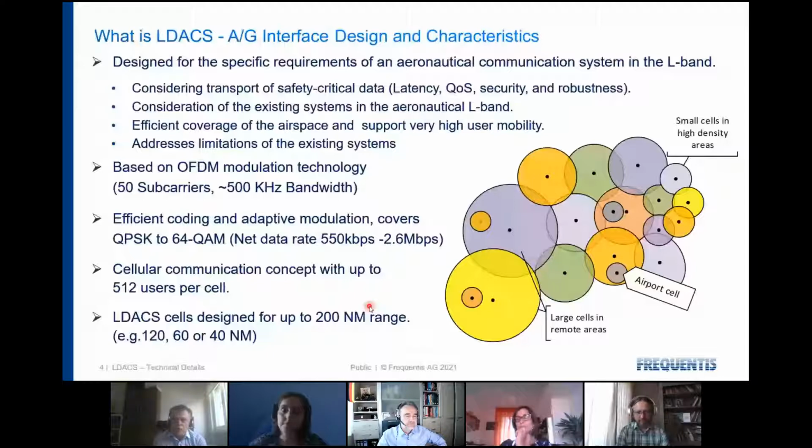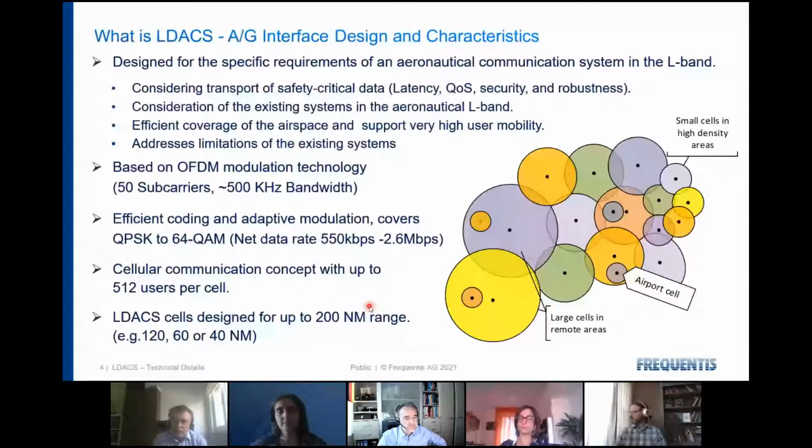And as already mentioned, the efficient coverage of the airspace and the support of a very high user mobility had a significant impact on the LDACS system design. And since it was a question during the presentation of Michael, I want to also raise here the topic that the data capacity that is provided is always a trade-off between supporting future needs and efficiently deploying a system, since the range or the cell size that you can cover with LDACS is strongly limiting the data capacity, as well as deploying a system not in a green spectrum, sharing the spectrum with other legacy systems.